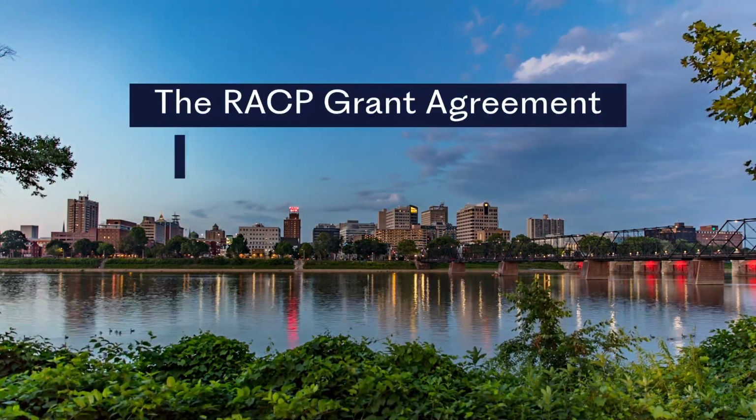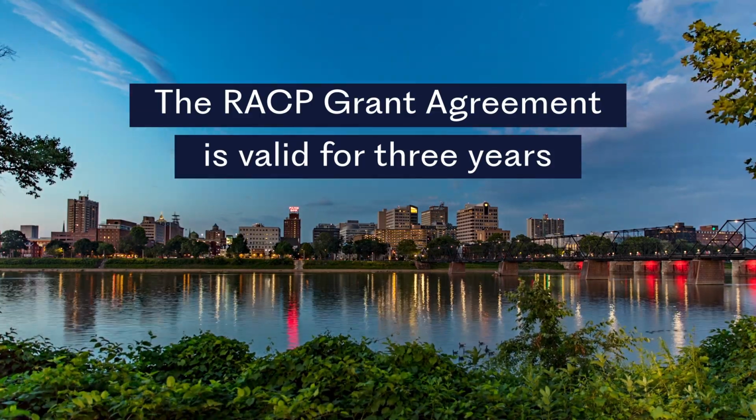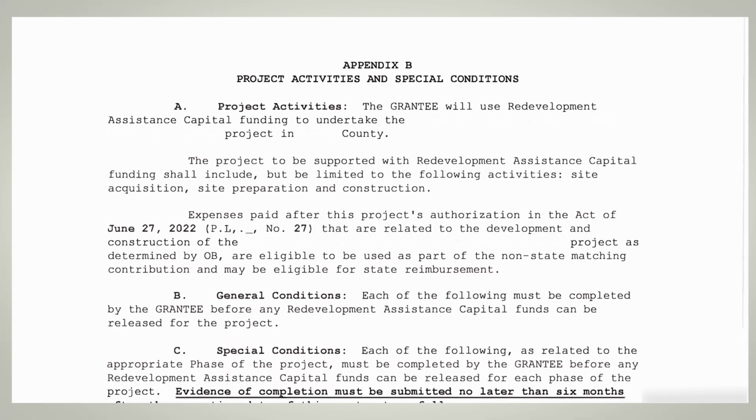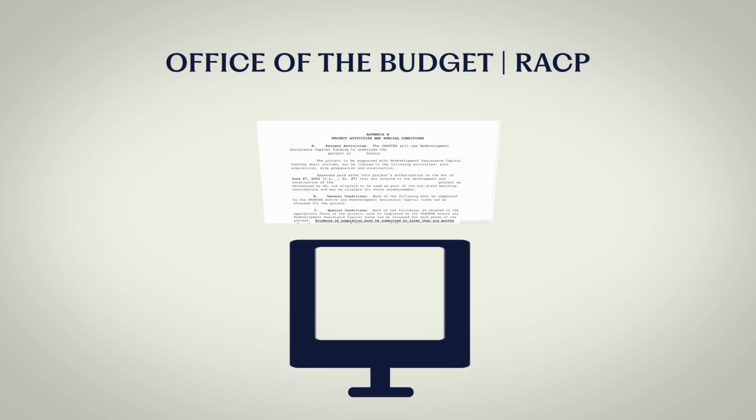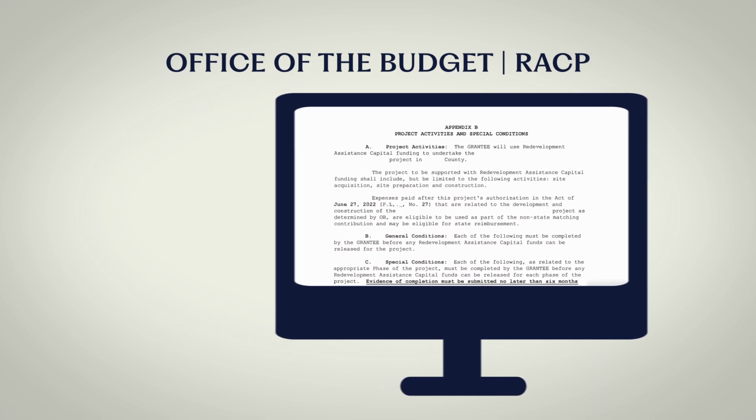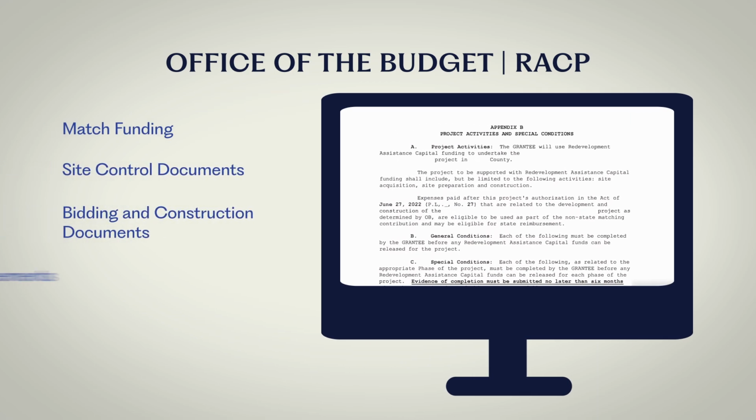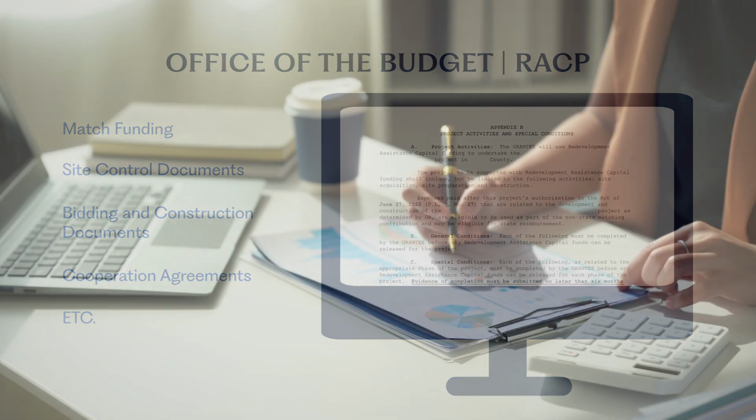The RACP grant agreement is valid for 3 years from the time of the execution. All grant agreements include project-specific special conditions located in Appendix B. Special conditions are outstanding documents identified during the drafting of the grant agreement and must be addressed within 6 months of the execution of the grant agreement.